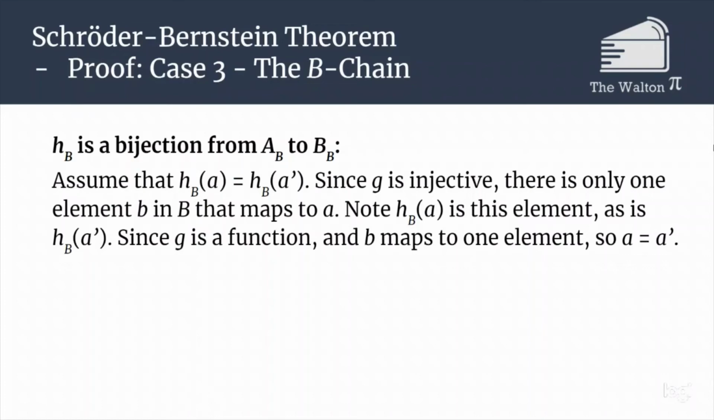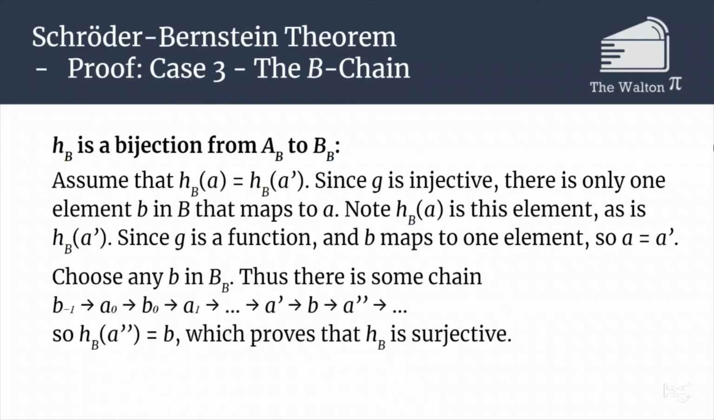But h sub B of A prime is also going to have to be that same element B, because the two were equal. Now, since G was a function and B can only map to one element in a function, that tells us that A must be equal to A prime. So that tells us that h sub B is injective. We now have to show that h sub B is surjective.